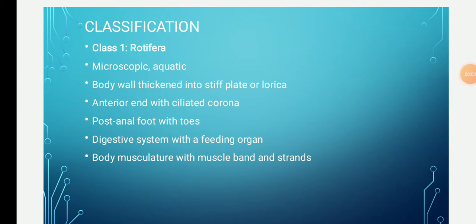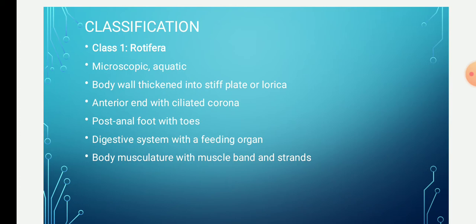We will study the classification of phylum Aschelminthes. During Wednesday's lecture, we already discussed the general characteristics of the phylum Aschelminthes. So now we will study the classification of phylum Aschelminthes. Phylum Aschelminthes is divided into 5 classes: Rotifera, Gastrotricha, Kinorhyncha, Nematomorpha, and Nematoda.